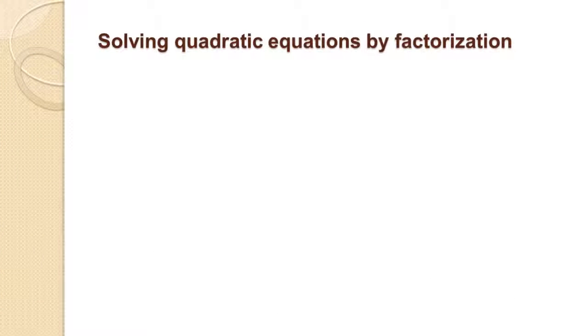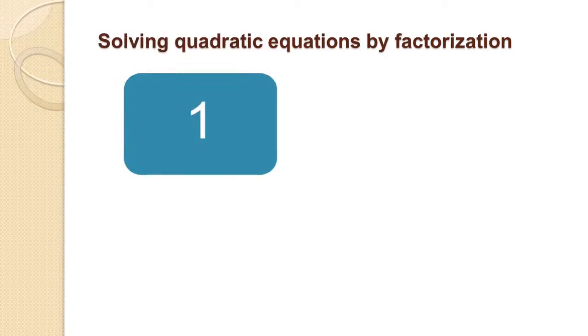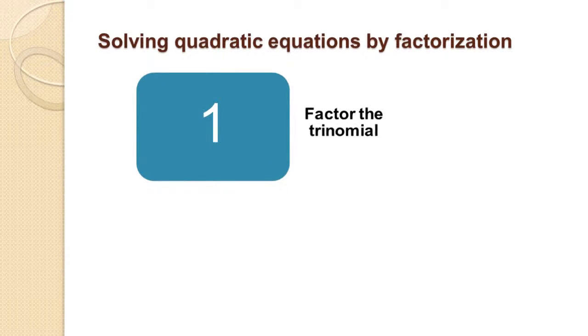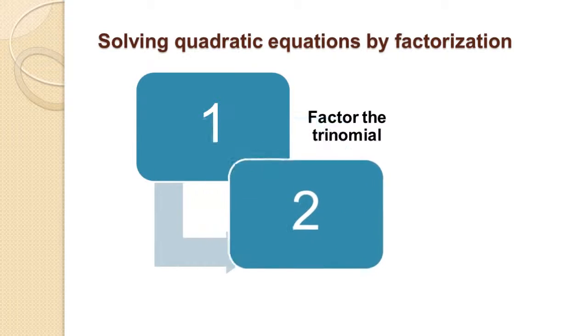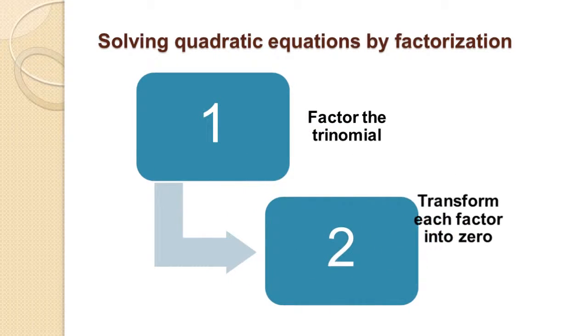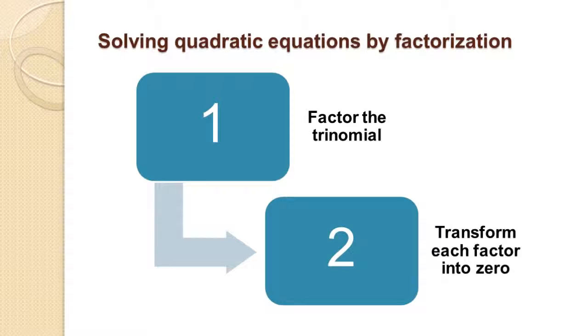In order to solve a quadratic equation by factorization, you must perform two steps. The first step is to factor the trinomial using the previous method. And the second step to solve a quadratic equation by factorization is to transform each factor into zero. The numbers used to transform the factors into zero are the solutions.